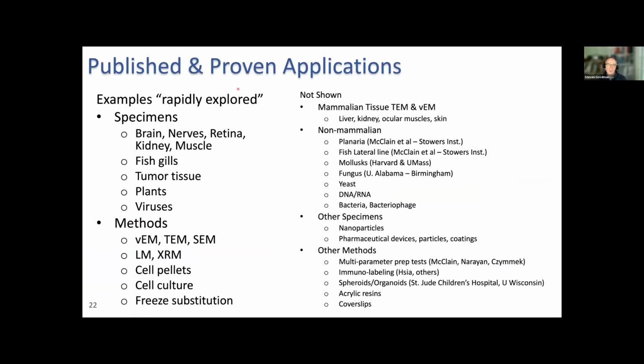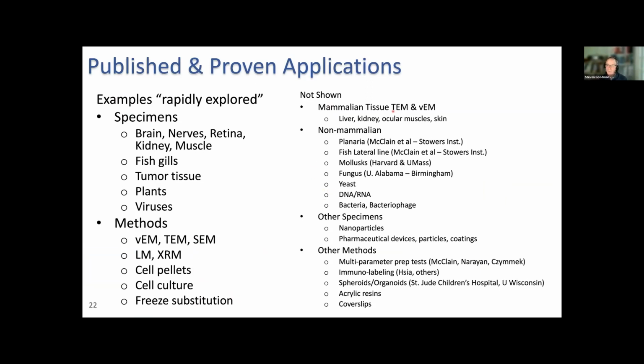I very rapidly explored a range of specimens: brain, nerves, retina, kidney, muscle, fish gills, tumor tissue. I showed some plant examples and obviously some viruses, a variety of methods that could be done that show some of this versatility: volume EM, TEM, SEM, light microscopy, XRM, cell pellets, cell culture, and even an example of freeze substitution. There was a lot I have not shown you.